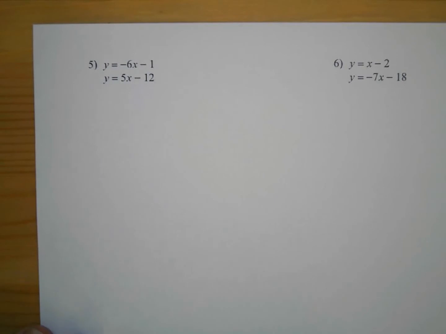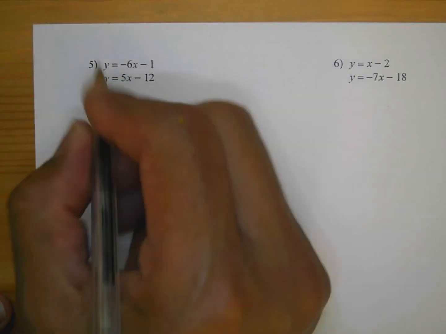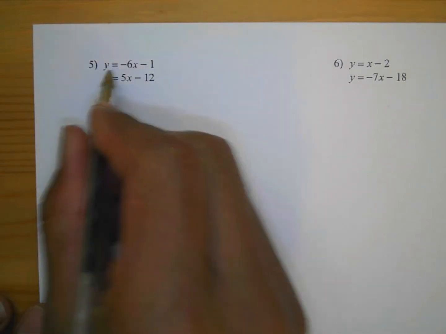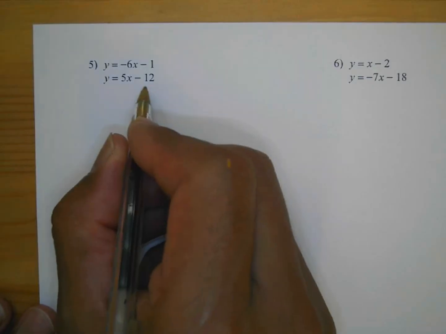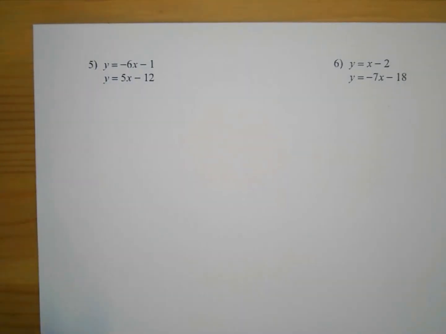Okay. What do you do when they both say this? See, this is a special case. Pay attention. They both say y is equal to, or it can say x is equal to, x is equal to. How do you know which one to substitute where?